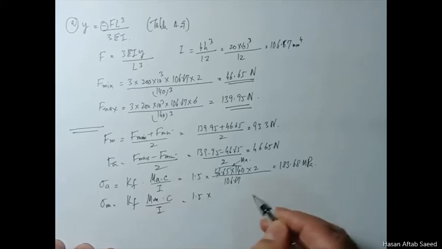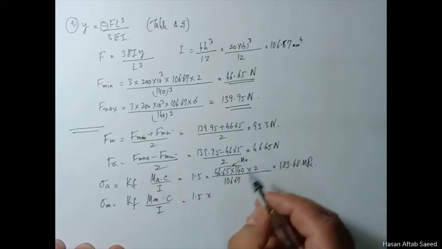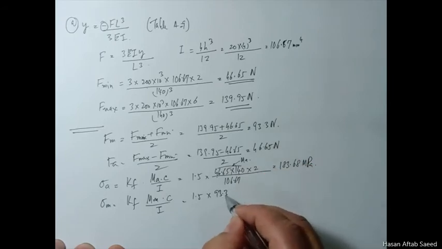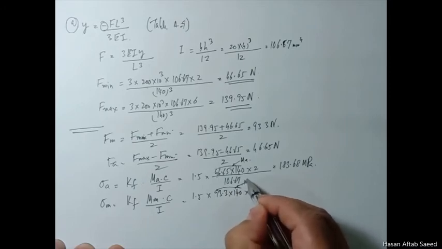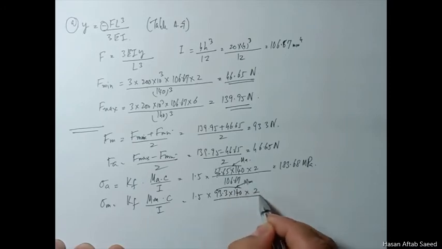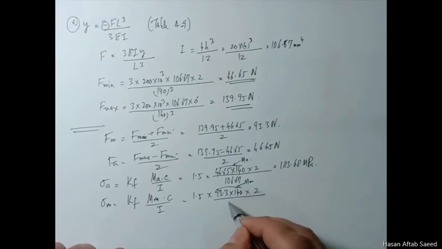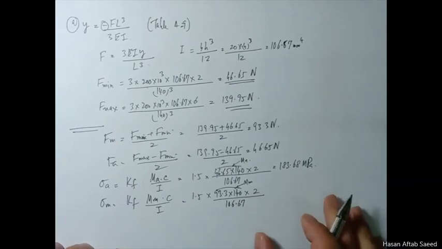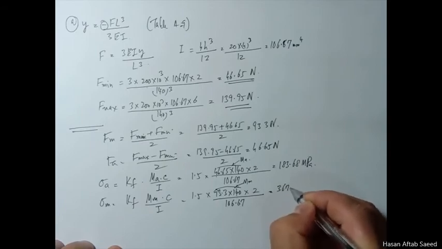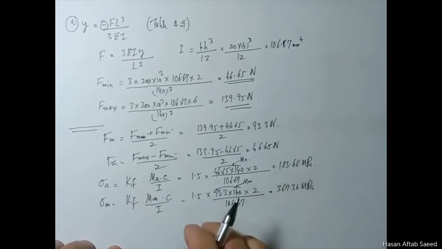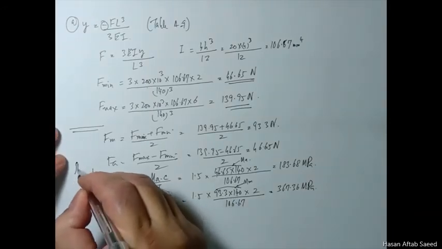Sigma M, similarly, Kf times Mm, the mid-range component of moment, c over I. Here again, the only thing that changes is that instead of Ma, we have Mm. Mm is now 93.3 into 140. The moment arm is the same. c is again 2, the distance from the neutral axis to the outer fibers, over the same moment of inertia, and this turns out to be 367.36 MPa. So this is the stress part.